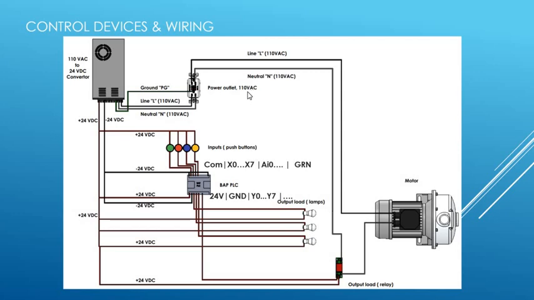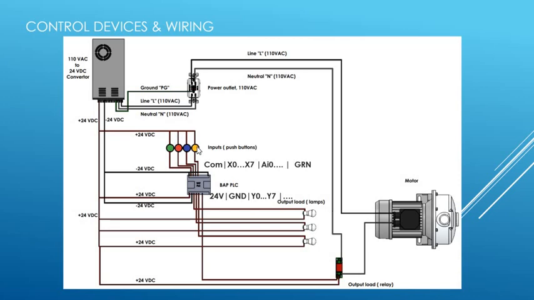So, as you see, you have power coming from the wall outlet. If you are in US, the power might be 120 volts AC or 110 in that range. So you connect the line, you connect the neutral, and you connect the ground to the converter. And this converter will convert it to 24 volts plus and minus.